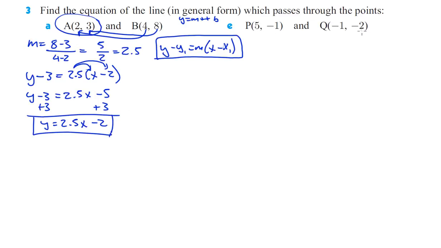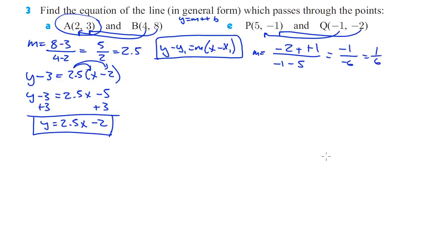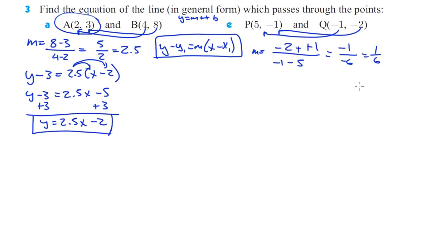Okay. E. Let's find the slope first. -2 minus -1, and again this is the slope, over -1 minus 5. So that gives us -1 over -6. So that's just 1/6, right? Okay. So we've got that for our slope.